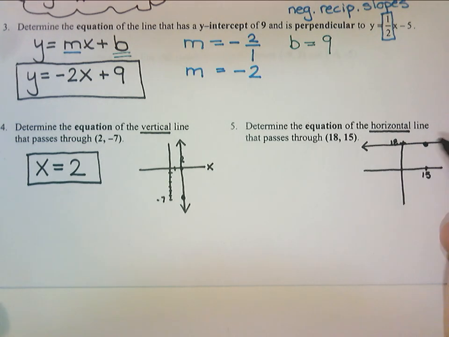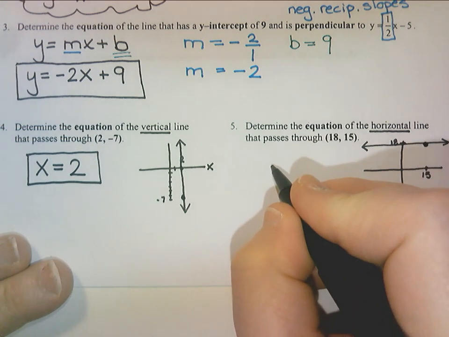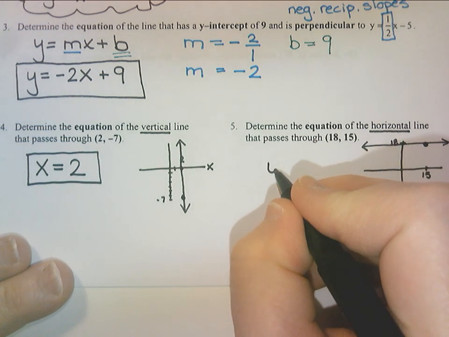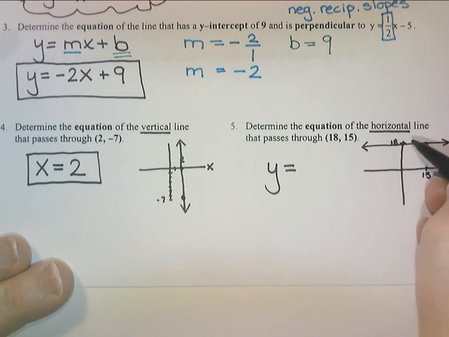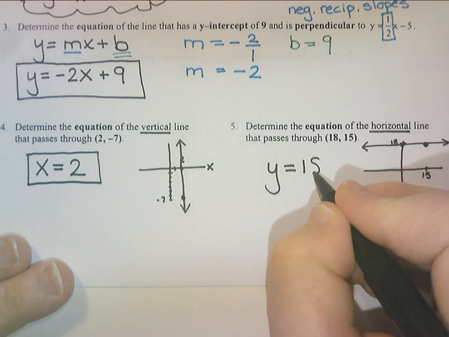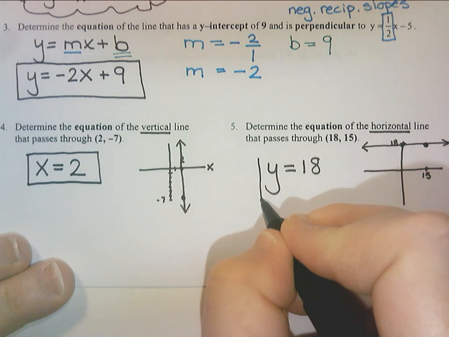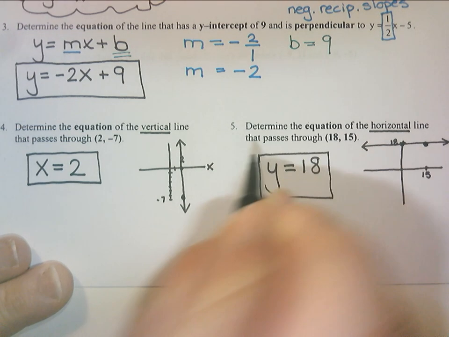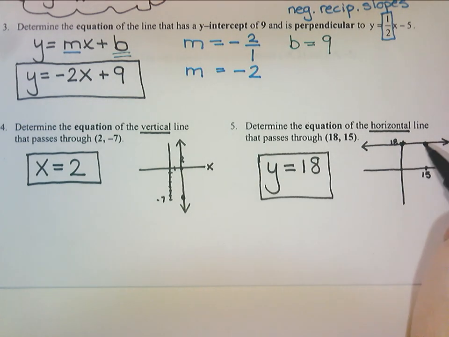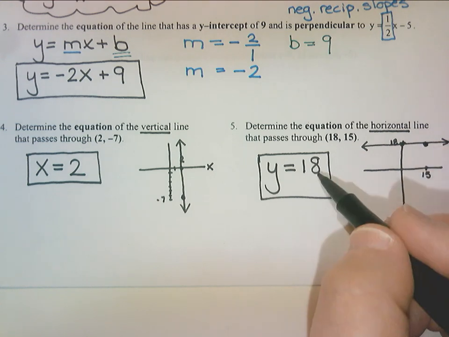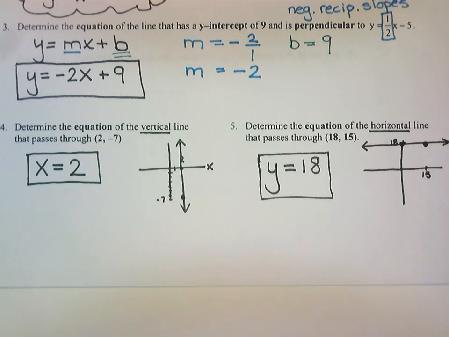And I notice this time it is passing through the y-intercept. So my equation is going to be y equals, and then where it passes through is at 18. So this is just the line y equals 18. So I drew a picture. I looked at whether it crosses through the x-axis or the y-axis. It went through y. And then I look at where it was at 18. So it's just y equals 18.